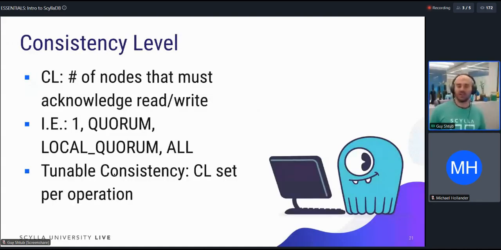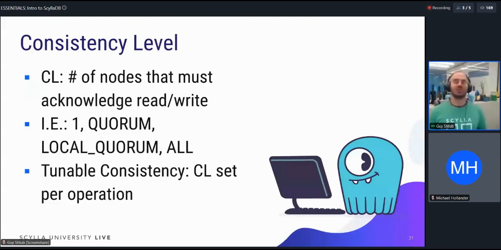Consistency level, also abbreviated as CL, is the number of nodes that must acknowledge a read or a write request. And some examples of CL, the consistency level, are 1 or quorum or all, and there are many other examples. And you can define the consistency level per operation, and that's also called tunable consistency. And what that means is that each operation can have a different consistency level, right?